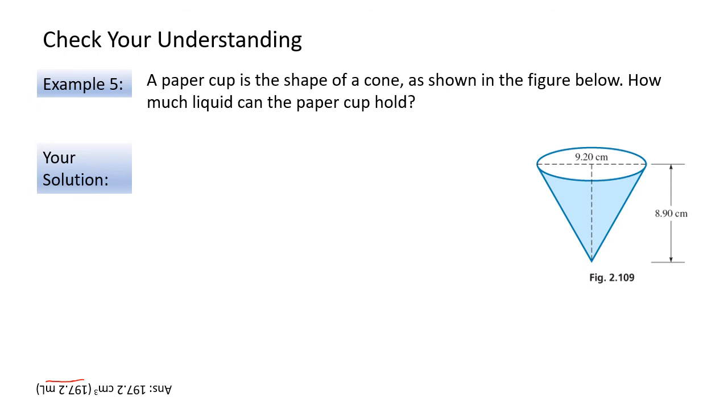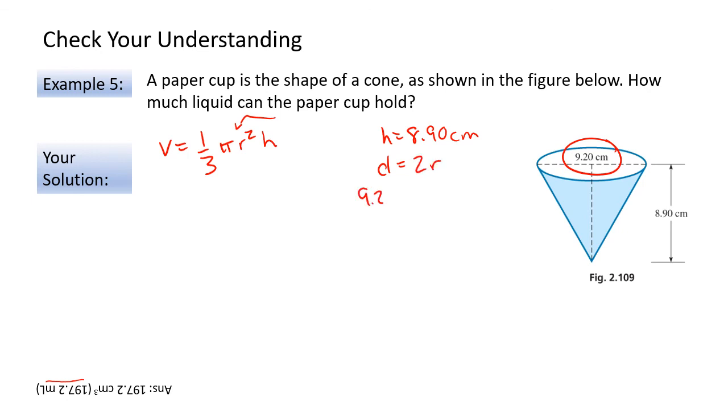So starting this question, it's the shape of a cone, and we're asking how much liquid the paper cup can hold. In other words, what is the volume of it? Going back to our formulas, the volume is equal to 1/3 pi r squared times the height. What we have in the question is the height, 8.90 centimeters, but the value 9.20 centimeters is the diameter. Remember, we need the radius, and the diameter is 2 times the radius. So 9.20 centimeters must equal 2 times the radius.